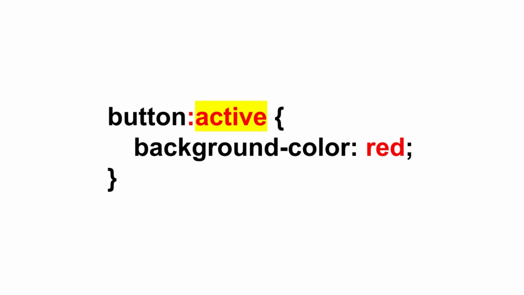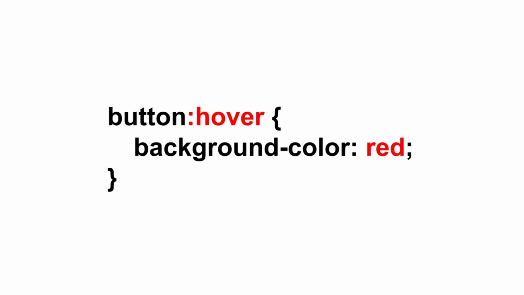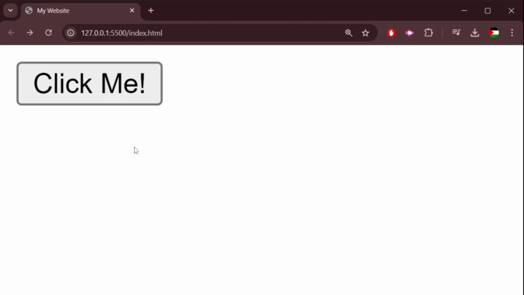For example, the active pseudo class sets the style for an element when it is activated by the user on the website. Here, I have a button element, and for its active pseudo class, I have styled its background to be red. So if we run this, we can see that our button element turns red whenever we click and activate it. Another pseudo class we can use is the hover pseudo class. This pseudo class styles the element when the user is hovering over the element with a mouse. If we run this, we can see that our button turns red whenever we hover over it with our mouse.